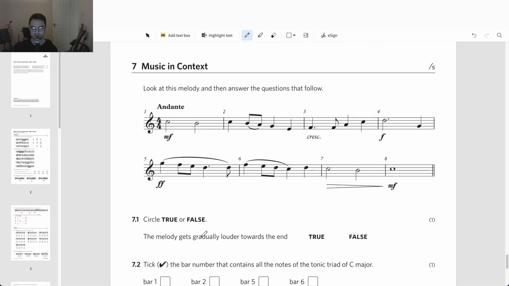So the melody gets gradually louder towards the end? False. No, there's a decrescendo there. It's getting quieter.